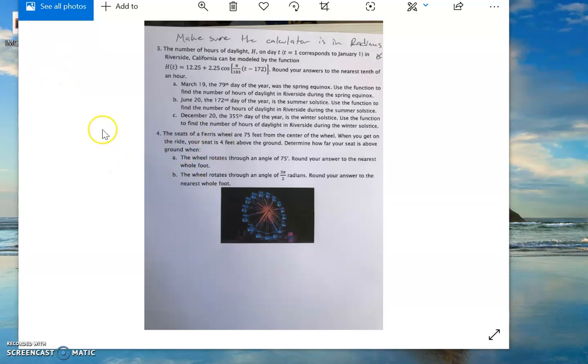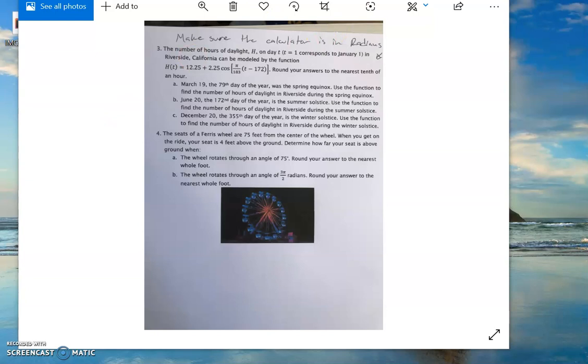Okay, so here we are. Here's the problem. The seats of a Ferris wheel are 75 feet from the center of the wheel. When you get on the ride, your seat is 4 feet above the ground. Determine how far your seat is above the ground when, and then it gives you the two different scenarios. A, it rotates through an angle of 75 degrees, and B, it rotates through an angle of 3 pi over 2 radians. Okay, so let's take a look.